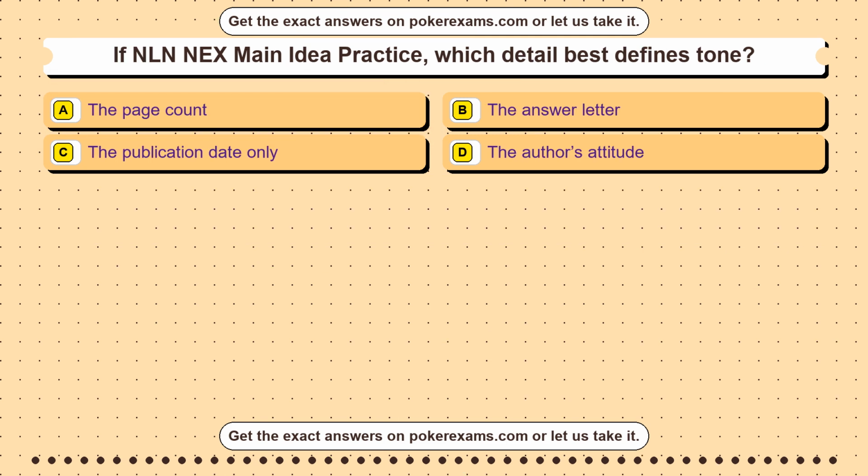Question 10. If Get History Practice Test, which probability equals 1 chance out of 4? Option A, 40%. Option B, 50%. Option C, 75%. Option D, 25%. The correct answer is option D.